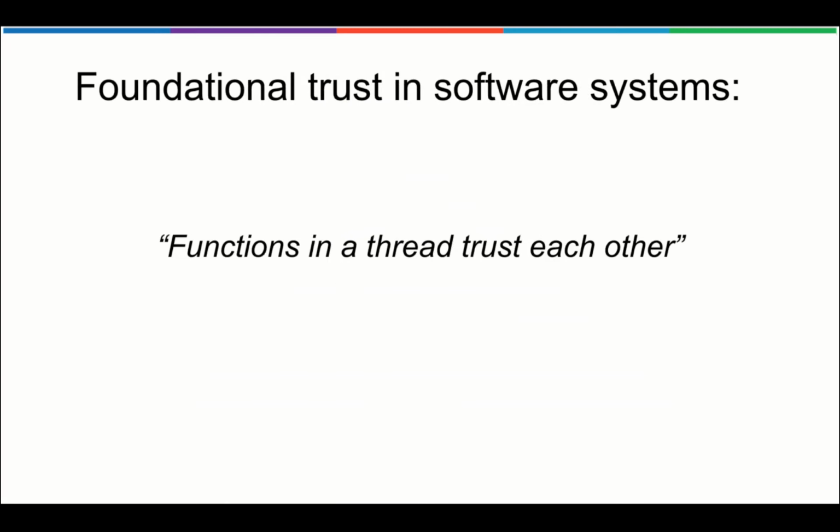The foundational trust in software systems is that functions in a thread trust each other. Everyone knows what a thread is in an operating system context, right? A thread is a unit of computing, which is different from the unit of computing that is a process, right?